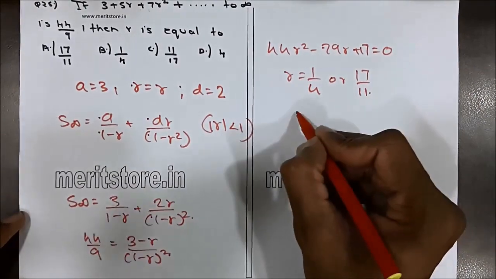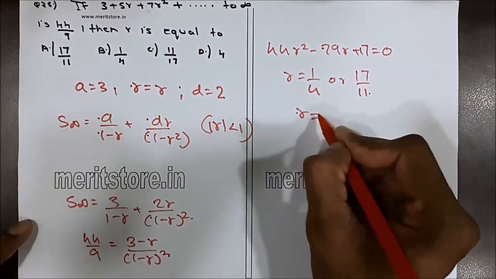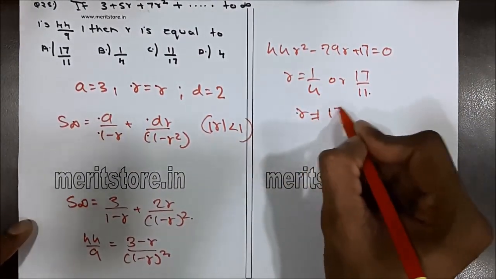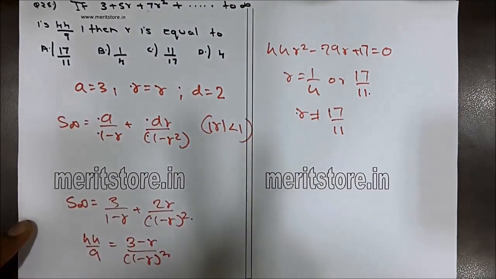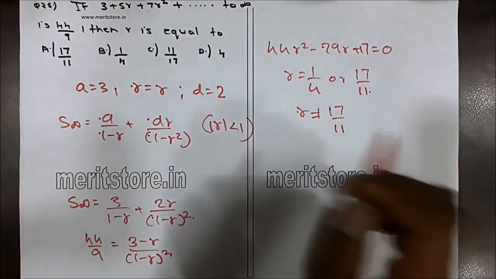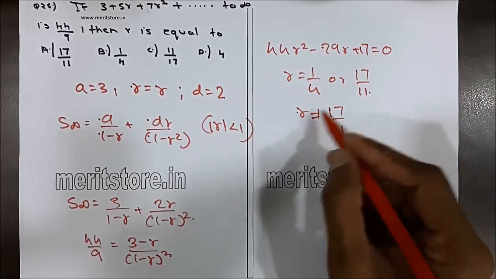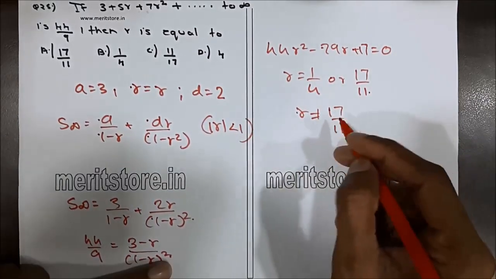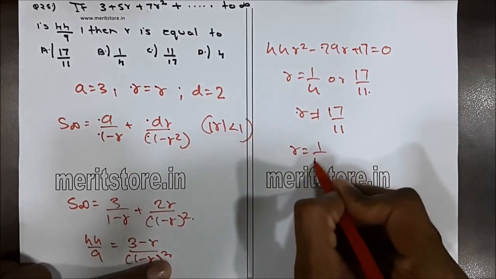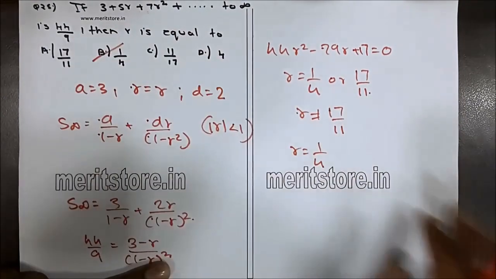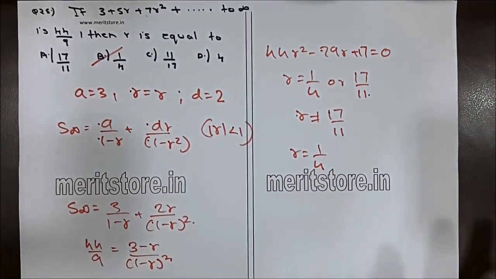But we see that r is not equal to 17/11. Therefore, we see the condition that |r| should be less than 1, so the 17/11 answer gets ruled out. We are left with r = 1/4, which is our option B. Therefore, option B is the correct answer.